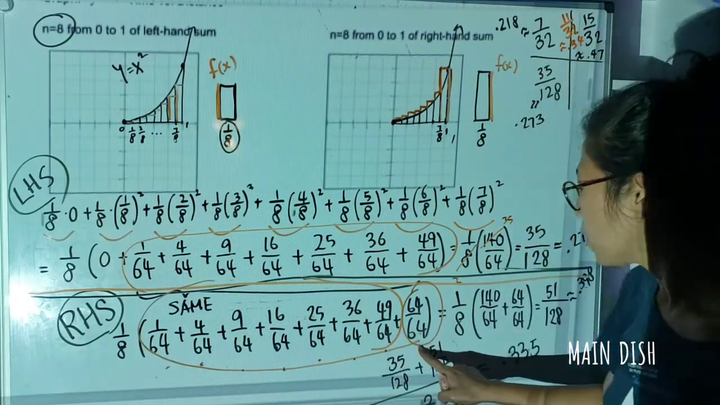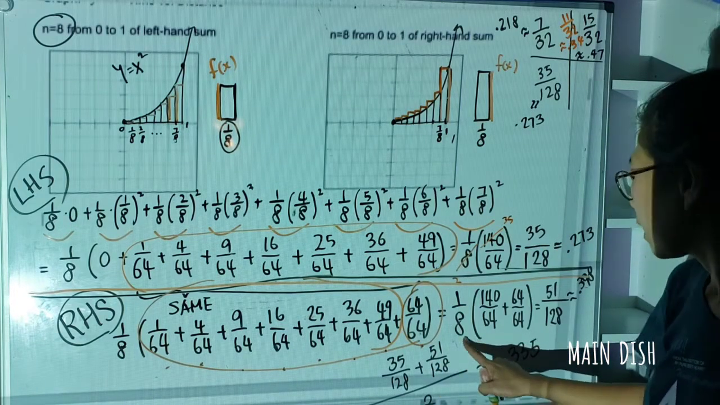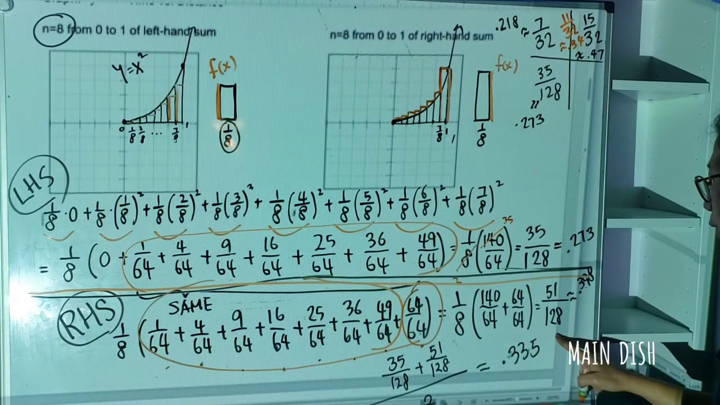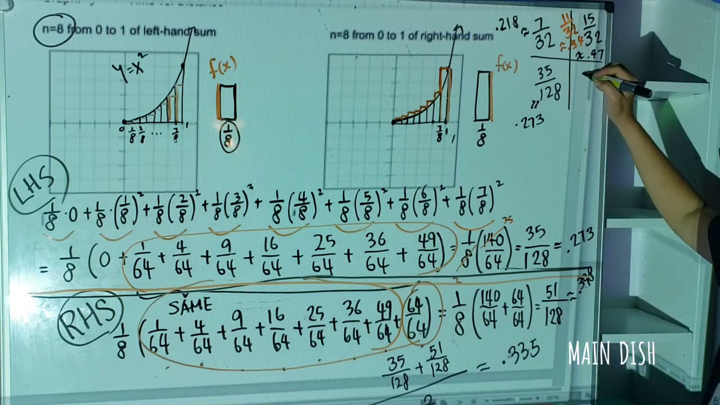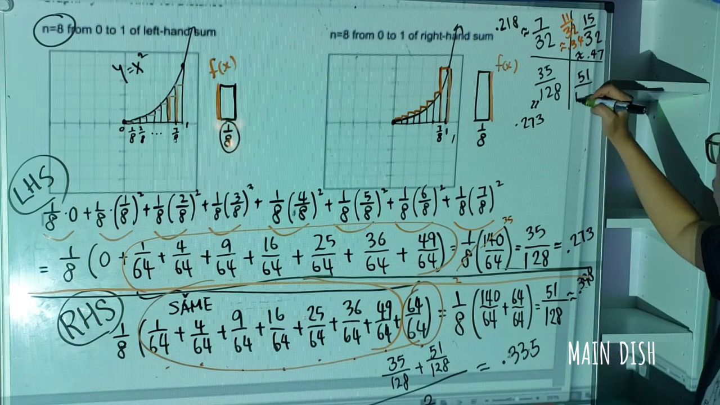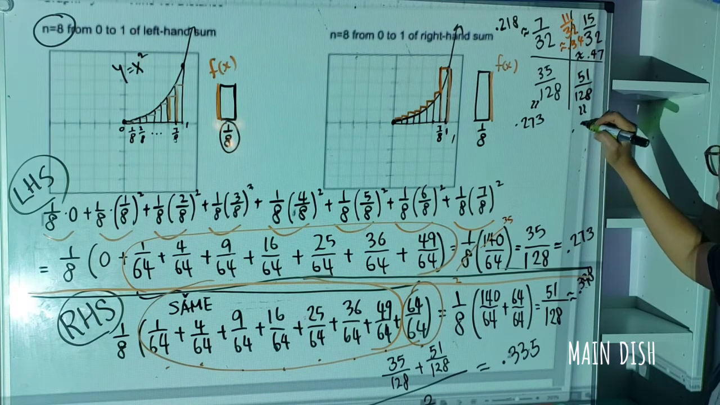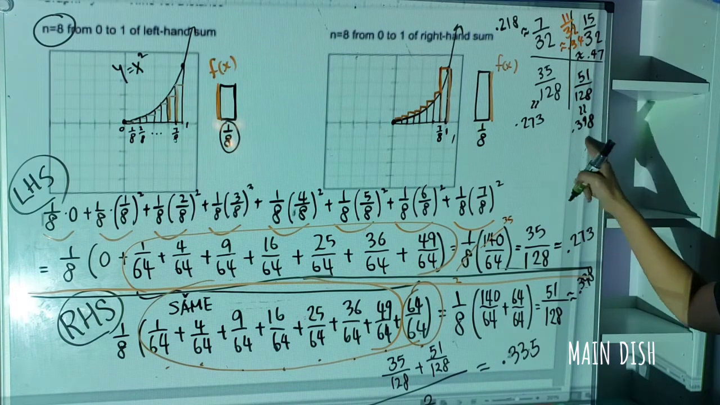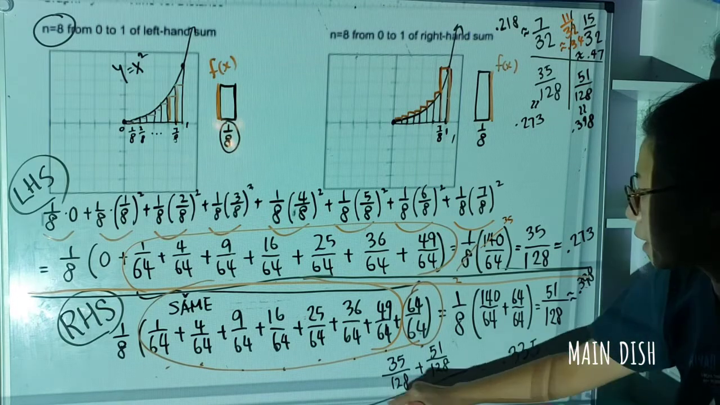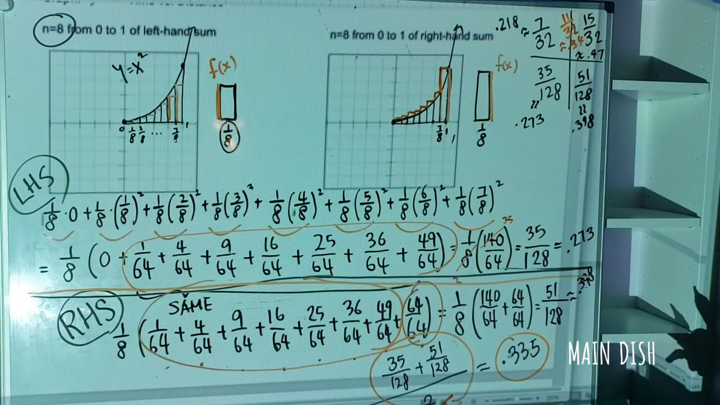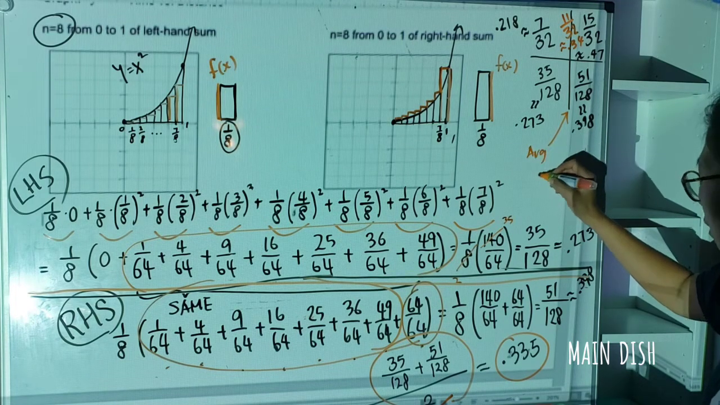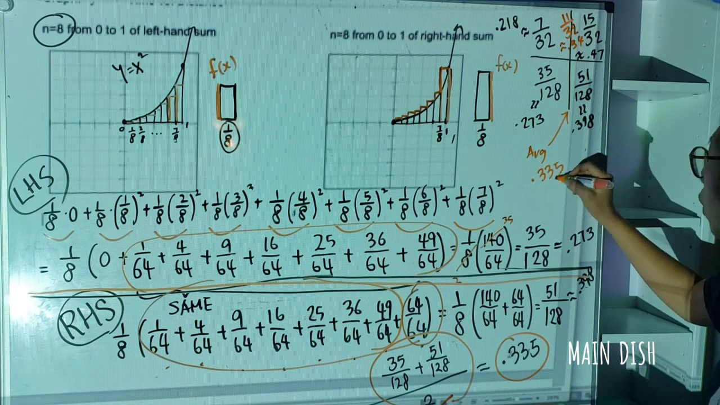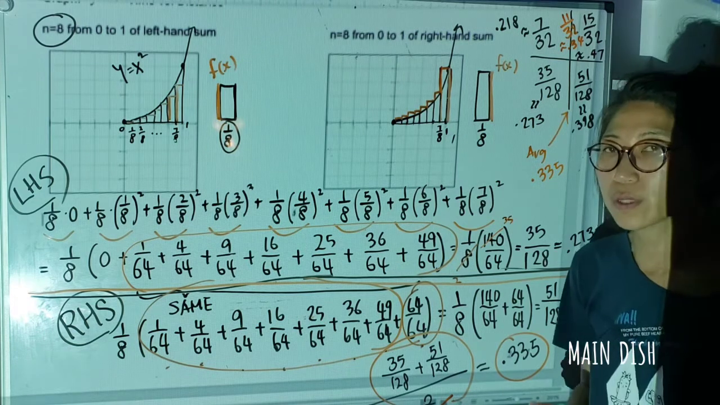So from here, I add 1, and that is going to be 51 over 128, as a decimal 0.398. So the right hand sum with 8 of them, I got 128, and then that is 0.398. So I average these two numbers here and divide by 2. Then I got 0.335. So earlier I showed you how we do it with the integral.